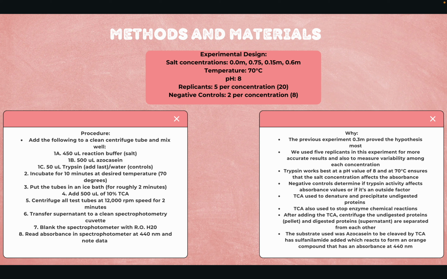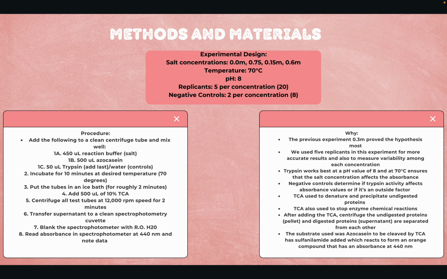So, the why. Starting off with why we chose these different salt concentrations: we chose them because in our last experiment, 0.3 proved our hypothesis the best, so we tried to find concentrations around that. We used 5 replicates because we wanted to produce more accurate results, and to be able to measure our variability later on when we were creating our graph and our standard deviation.